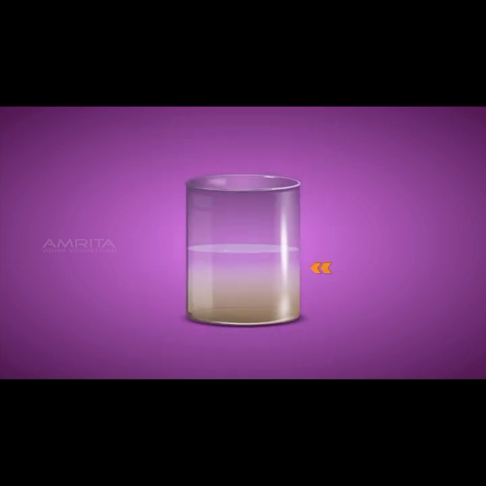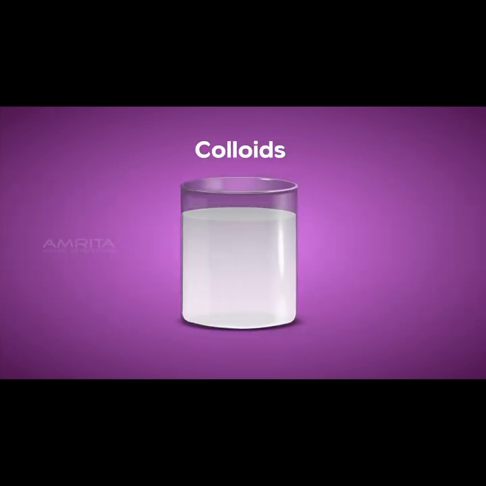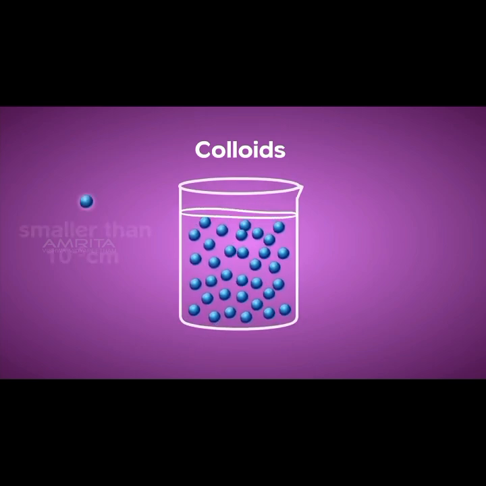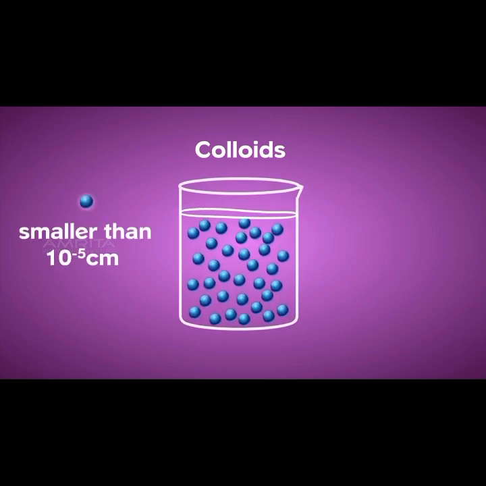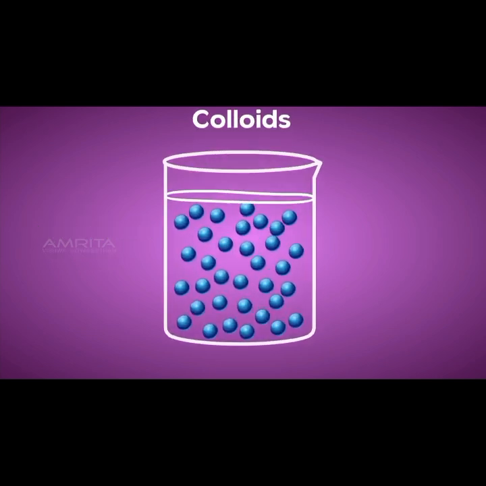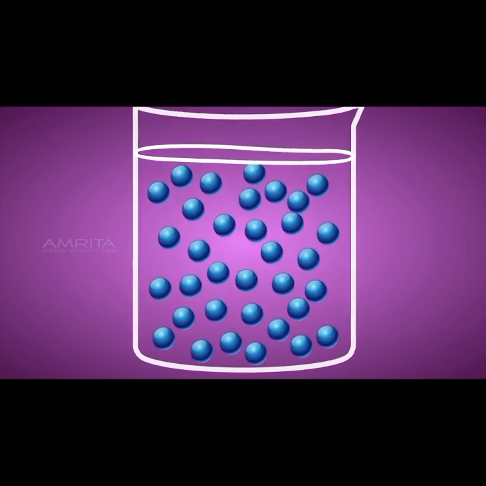The muddy water which we prepared is a suspension. Colloids are also heterogeneous mixtures, but they appear like a homogeneous mixture. Milk is a good example of colloids. The particle size in colloids is smaller than 10^-5 centimeters. In colloids, the particles are uniformly distributed throughout the solution.